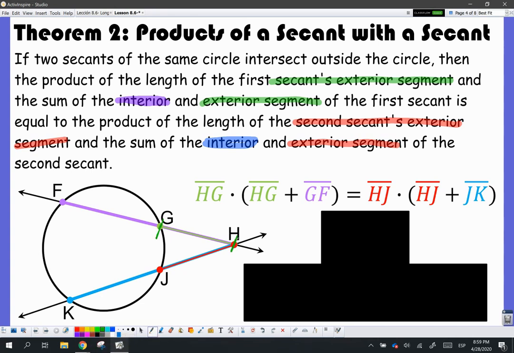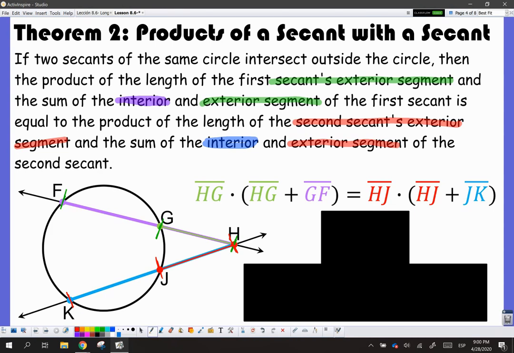where the breakup happens between the exterior part of the secant and the interior part of the secant, if we have those two pieces of the same secant, we multiply the outside segment by the outside plus the inside segment, and that's going to be equal to the same thing on the other secant. The outside segment of the other secant times the outside and inside segment of the second secant.